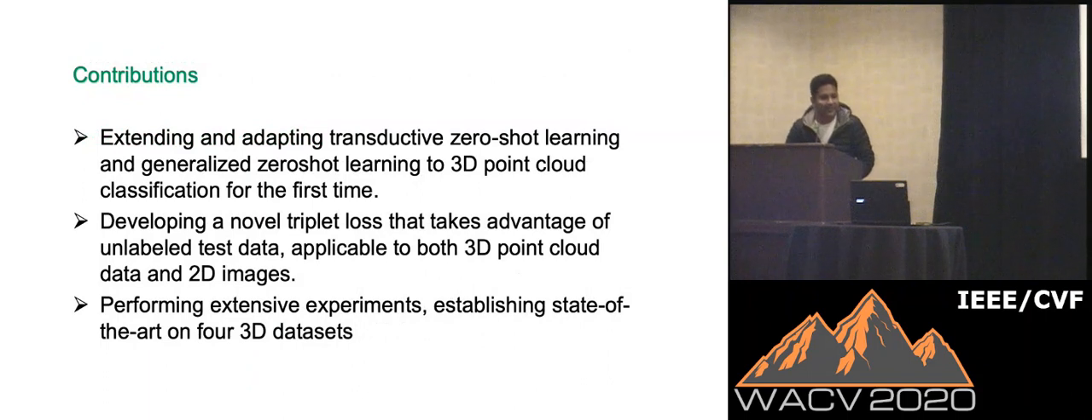So the contributions are, we extend and adapt transductive zero-shot learning and generalized zero-shot learning to 3D point cloud classification for the first time. And we also develop a novel triplet loss that takes advantage of unlabeled test data, applicable to both 3D point cloud data and 2D images. And we also perform extensive experiments on state-of-the-art 3D data sets.